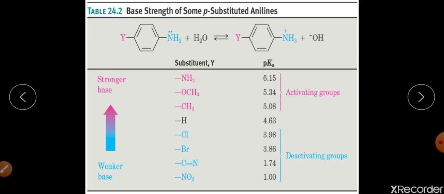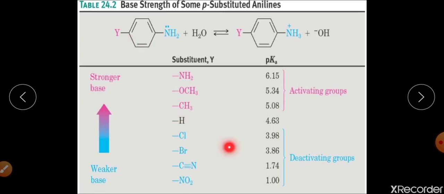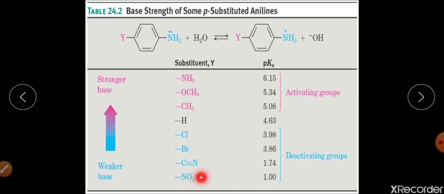the basicity of para substituted aniline, right? And these are the different types of substituents which are attached at the para position with respect to this particular nitrogen. So the Y group is this: NO2, CN, bromine, chlorine, hydrogen, CH3, OCH3 and NH2. You can see that if NO2 groups are attached to this particular position, it will be the weakest base at that time, because all are deactivating groups.